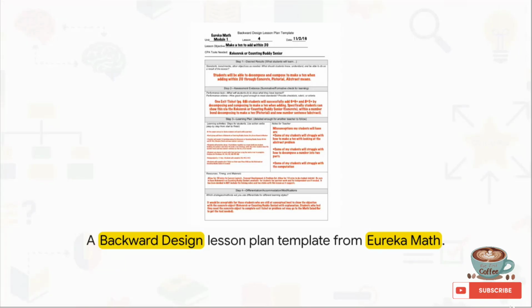And here's how this plays out in a real-world daily application. This is a backward design lesson plan template from Eureka Math. Look at Step 1. The objective is crystal clear. Students will compose and decompose to make a 10. Step 2, the evidence, is an exit ticket where they have to demonstrate this using concrete, pictorial, and abstract means.